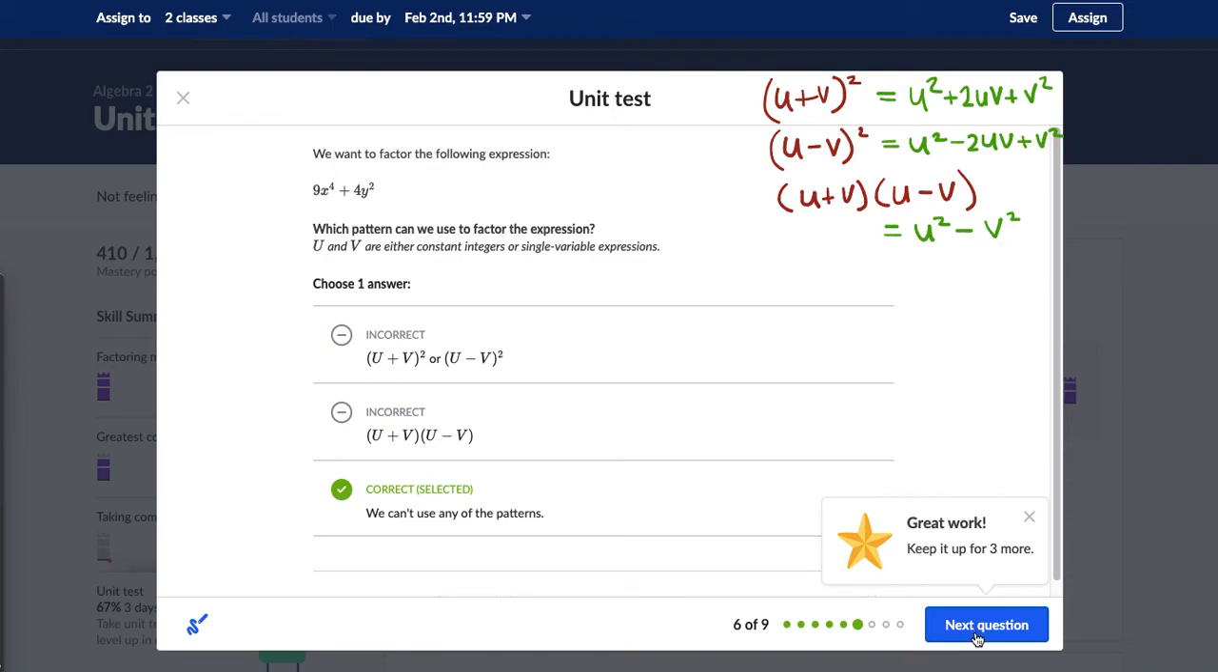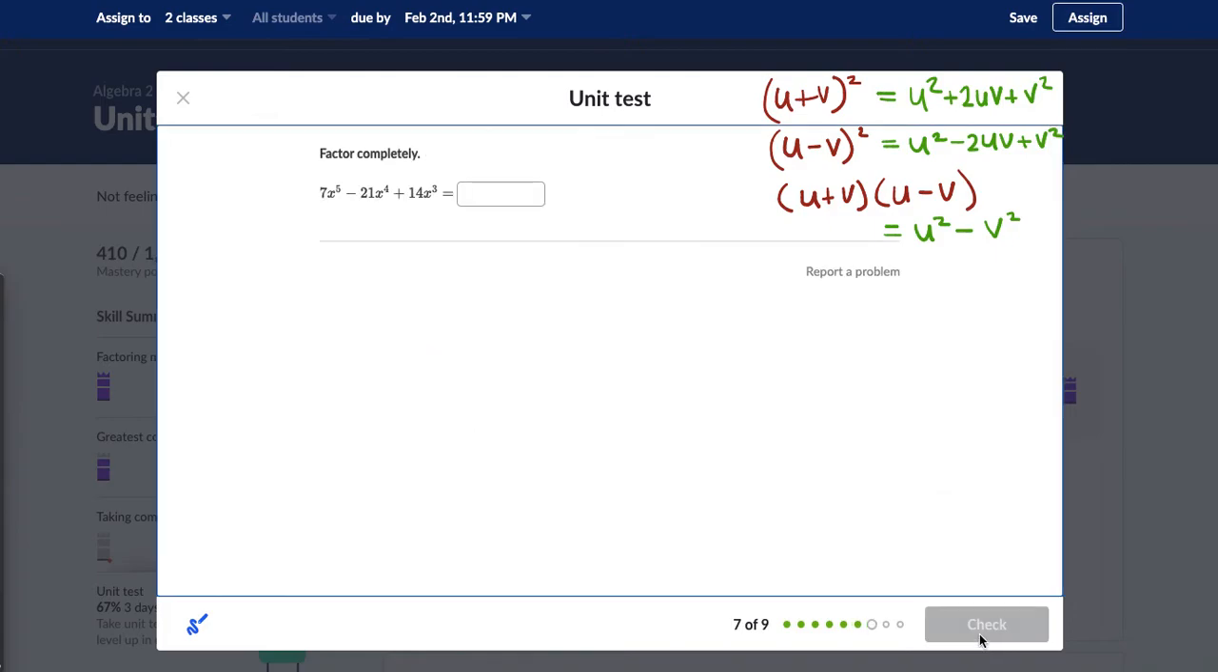There are, of course, other ways of factoring it, but we don't actually go into it right now. All right. So the next one here, factoring this completely, right? So factoring this one completely here, we're going to find our greatest common factors first, right? So pull out your greatest common factors. So 7, 21, and 14. Looks like that's going to be a 7. So we've got a 7.